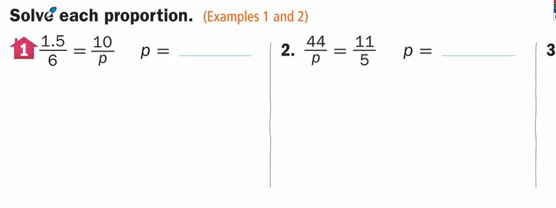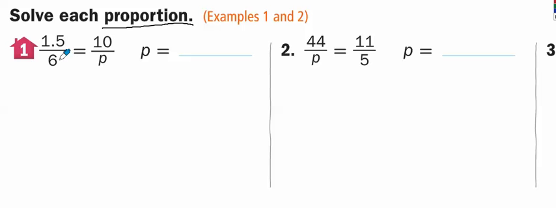The first one just says solve each proportion, and it tells you that you can go back to examples 1 and 2 in the book. When we talk about proportions, the first thing we want to remember is that a proportion, by definition, is just two equal ratios. So we have 1.5 is to 6 as 10 is to our variable p, and p is what we don't know. That's what we're looking for. So we have to find a way to determine p, assuming that this relationship is going to hold.